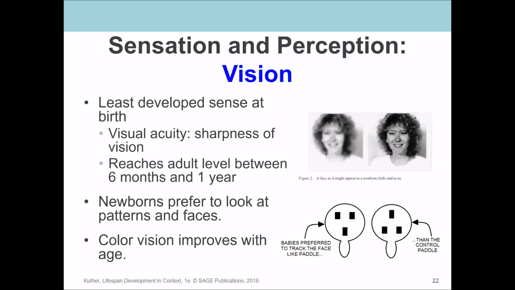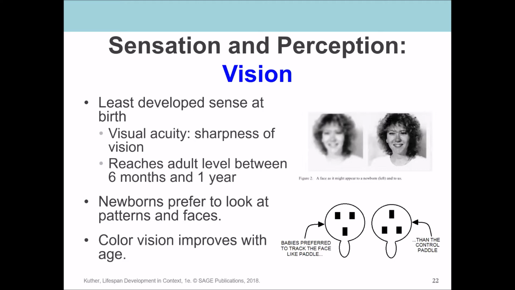Newborns have vision that's about 20/400, and they tend to reach adult levels fairly quickly, between 6 months and a year. And these large improvements are due to increasing maturation of the structures of the eye and also of the visual cortex in the brain. Newborns prefer to look at patterns and faces. Look at the image on the bottom right-hand side.